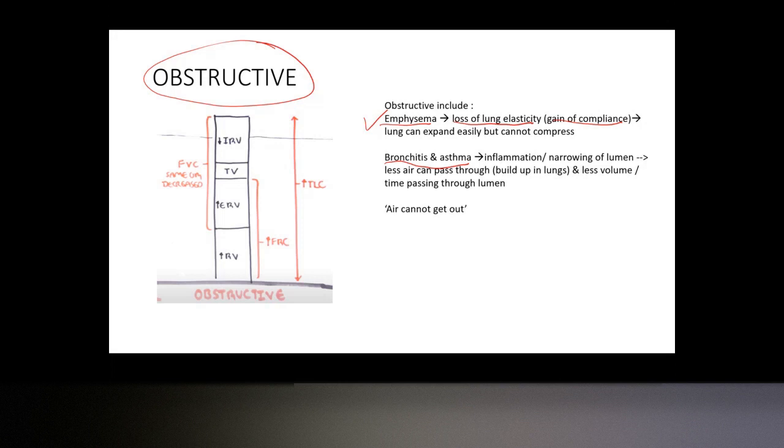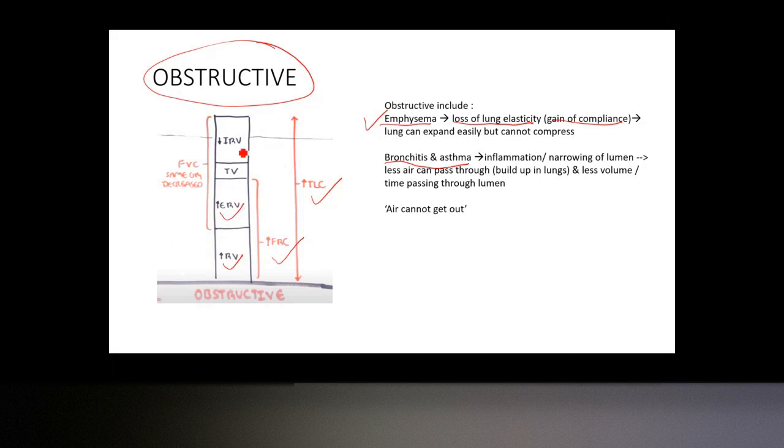So what would happen is that if you breathe in, you cannot breathe all the air out. There will be air remaining in the lungs. That means there'll be an increase in the total lung capacity. There'll be an increase in the residual volume. There'll be an increase in the expiratory reserve volume.